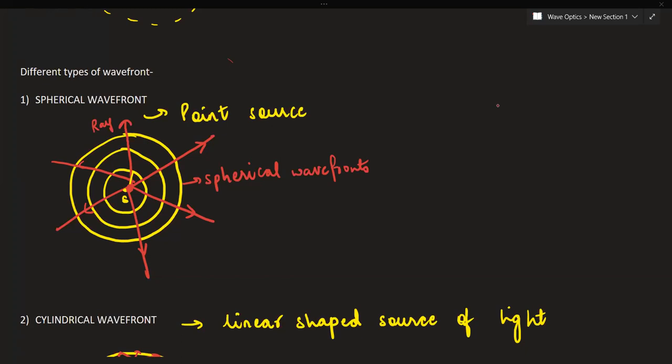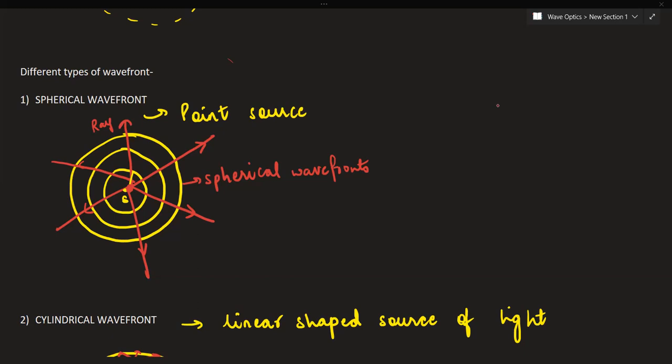So that's why there are mainly three types of wavefront: spherical, cylindrical, and plane. In the case of spherical wavefront, there are the two, converging and diverging. If I cut this portion and look at this, this will act as a diverging source of wavefront.